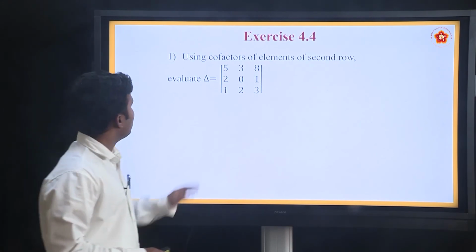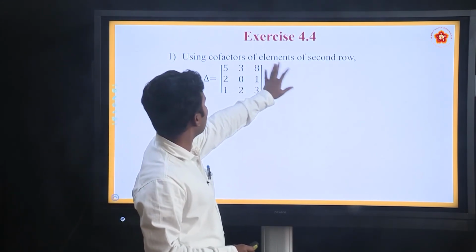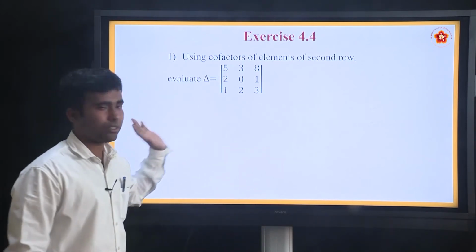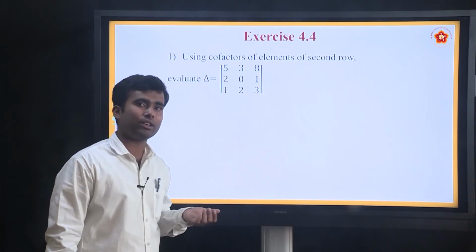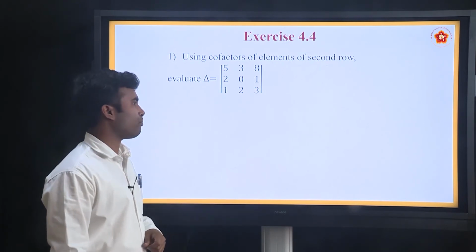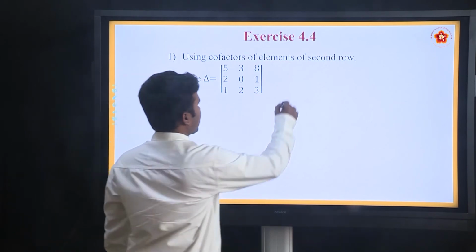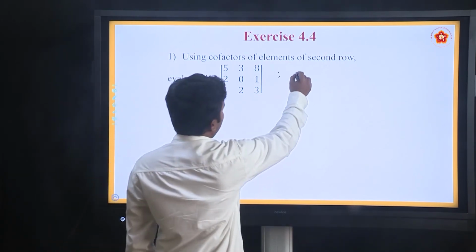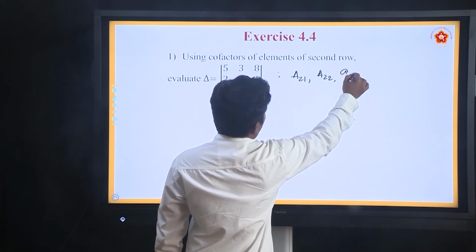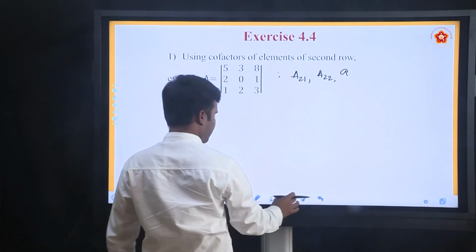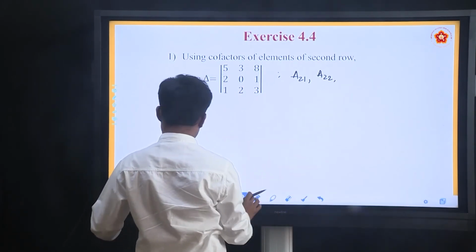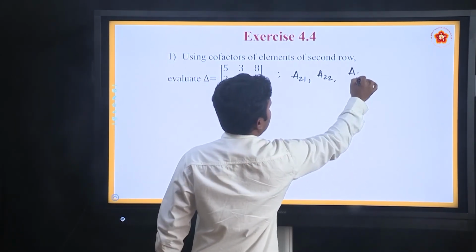Next we will try a problem based on this. See here, using cofactors of elements of the second row, evaluate the value of this determinant. How can we evaluate it using cofactors of elements of the second row? What are the cofactors of the second row? What we have to find is C21, C22 and C23.